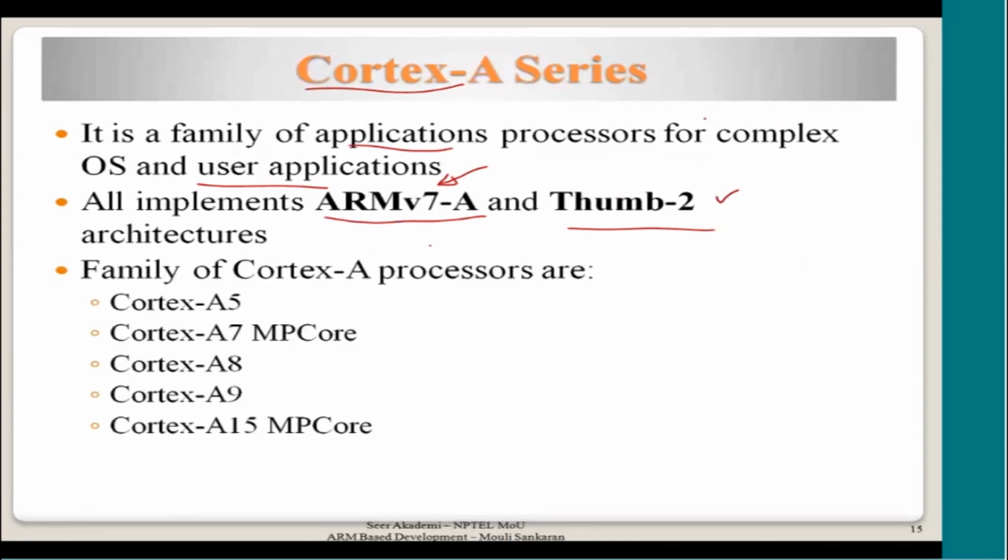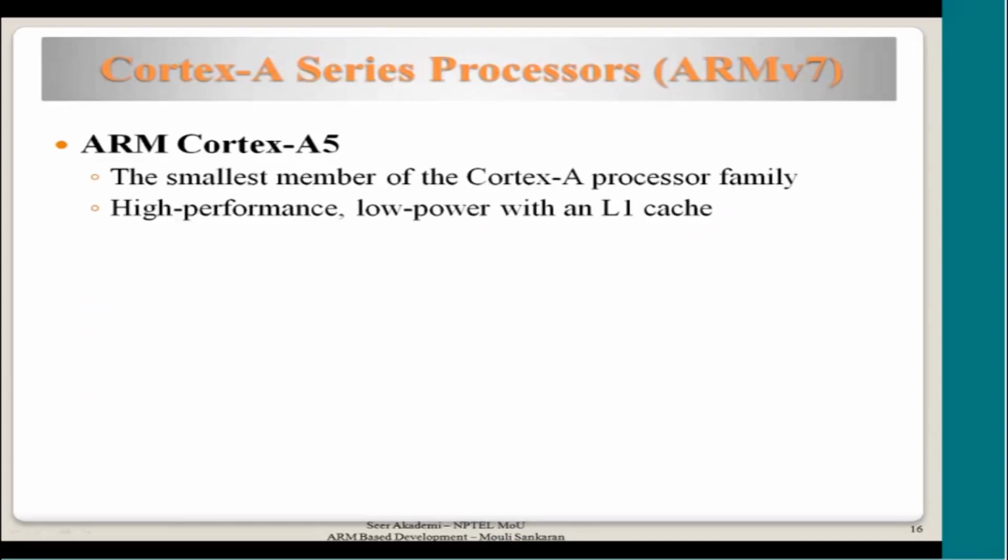So there are plenty of processor numbers: A5, A7, MP4. MP4 is a multi-core processor, so let me tell you what the features in MP4 are. Cortex-A5 is the smallest member of the Cortex-A processor family. Please remember it is V7A. Let me write A here. That is the instruction set architecture. High performance, low power with L1 cache. So this is the smallest member.